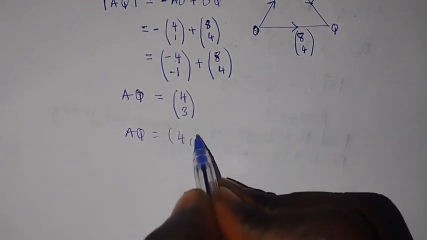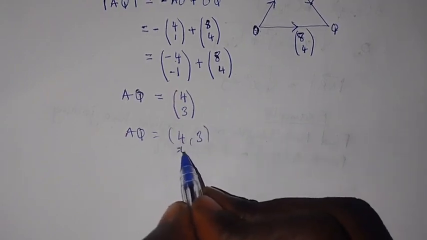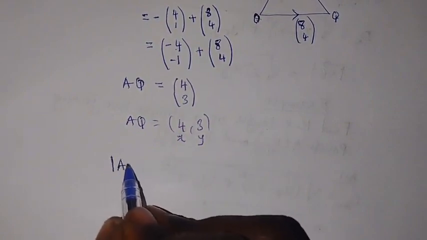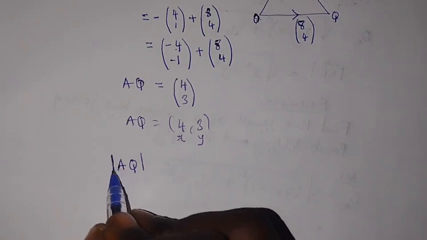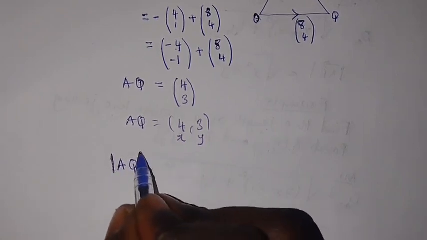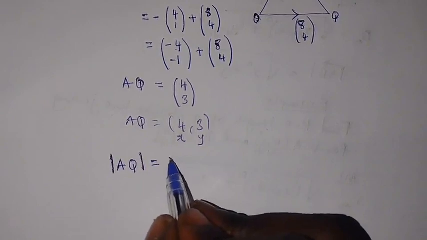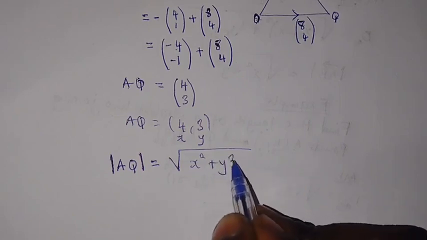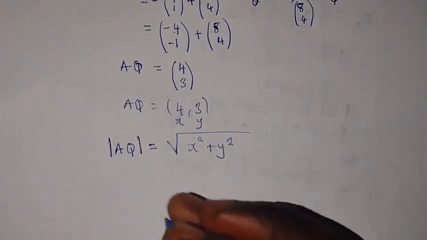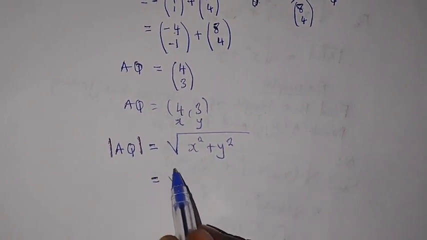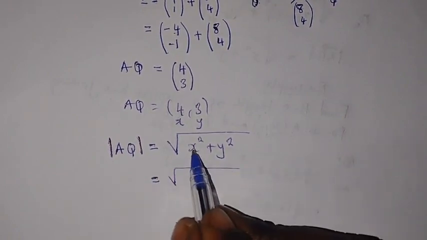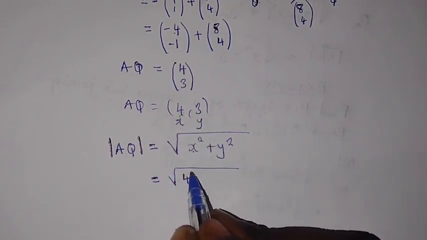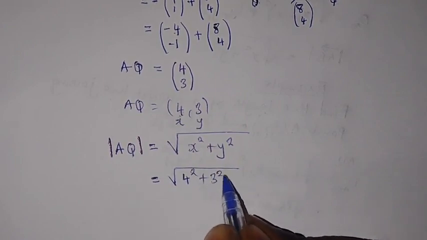Now, if we want to find the magnitude of this, so here we have AQ, we can write it as 4, 3 in coordinate form. So this is X, this is Y. So now we are going to say, therefore, magnitude of AQ, so these bars stand for magnitude, equal to, we write our formula, the square root of X squared plus Y squared. So from here, we are just going to substitute. Where there is X, we are going to put a 4. Where there is Y, we are going to put a 3. So 4 squared plus 3 squared.